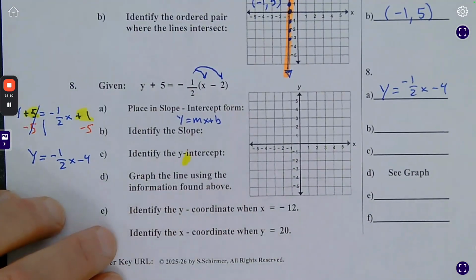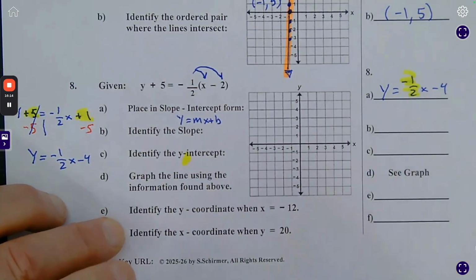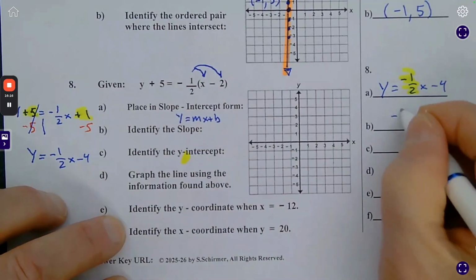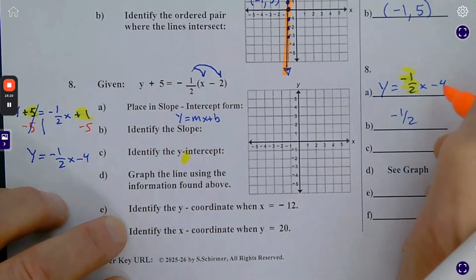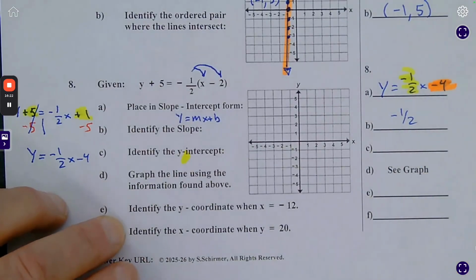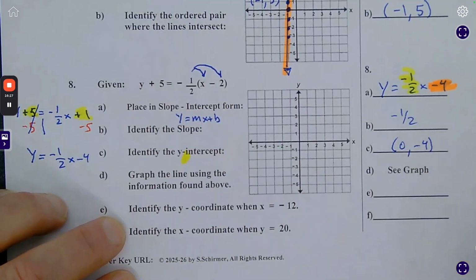All right, identify the slope. Let's go. This is money now. We've been doing this all day long. It's negative 1/2. Identify the y-intercept. I can do this standing on my left foot with my left eye closed. What? Maybe I can't. (0, negative 4). Right there. Okay, how do you graph it?